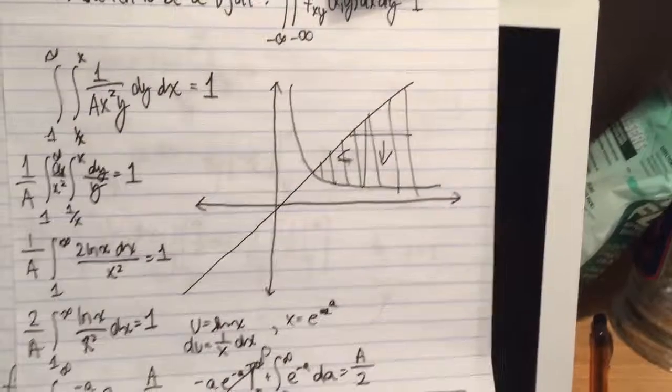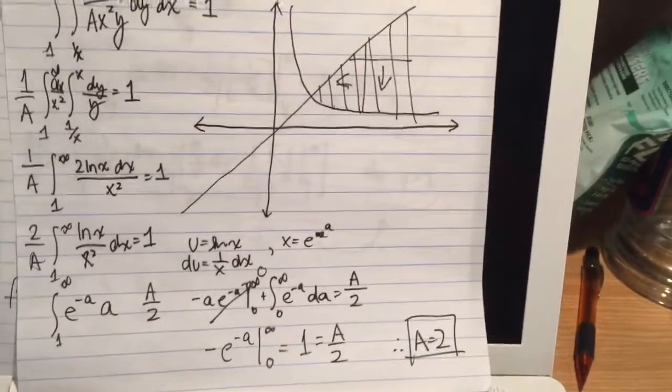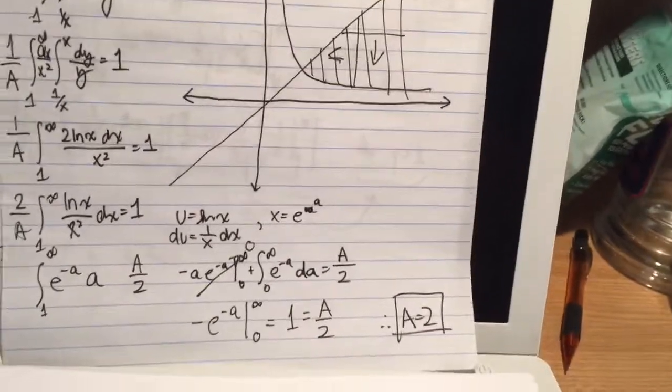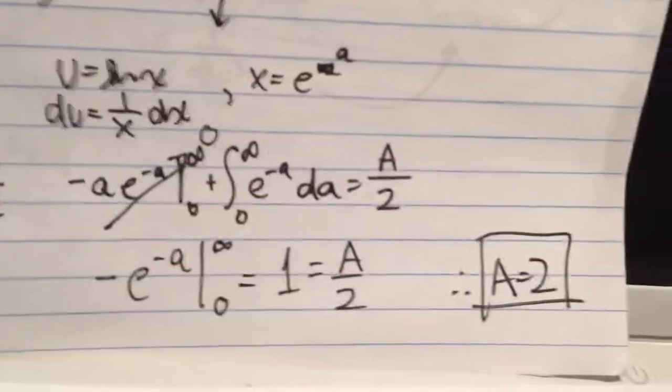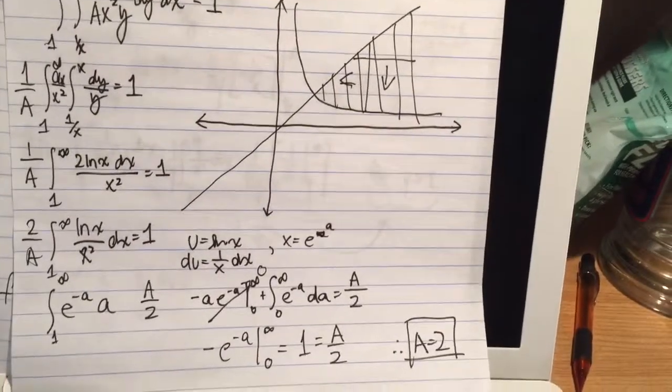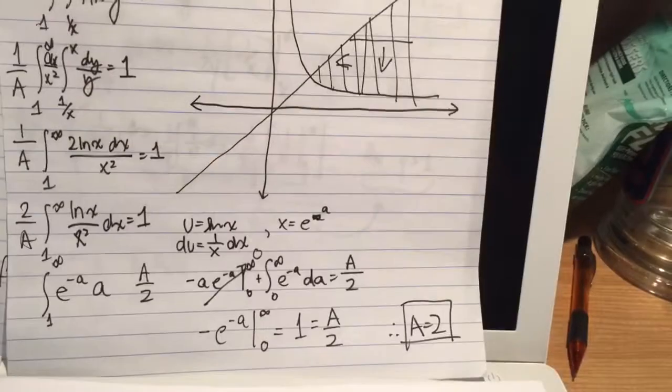And here we have some math going on. It was difficult doing the u substitution. Over here in the bottom right hand corner, we have a little bit of uv minus integral of v du. Eventually we arrive at an answer of a equals 2.